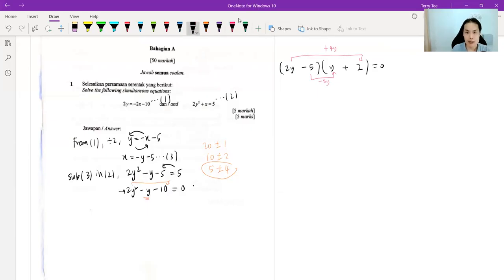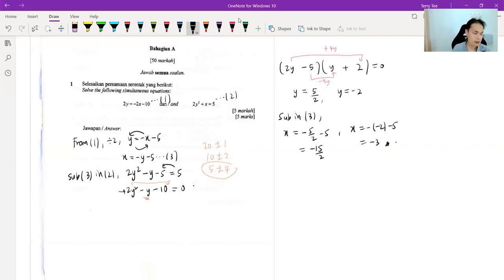All right, so let us solve for y. Remember, 2y minus 5 is 0. Y is 5 over 2. And y plus 2 is 0. Y is negative 2. Now you have 2 answers for y. We should have 2 answers for x. Let us just sub inside equation number 3. Well, your x value is now negative 5 over 2 minus 5, which gives us negative 15 over 2. And the second value of x is negative of negative 2 minus 5, which gives us plus 2 minus 5, which is minus 3. Plus 2 minus 5. What is a minus here? Minus is a plus.